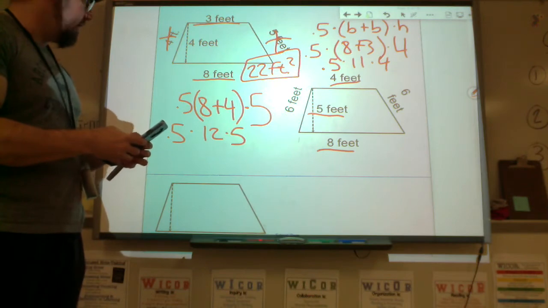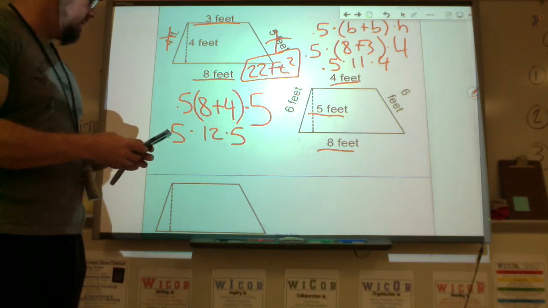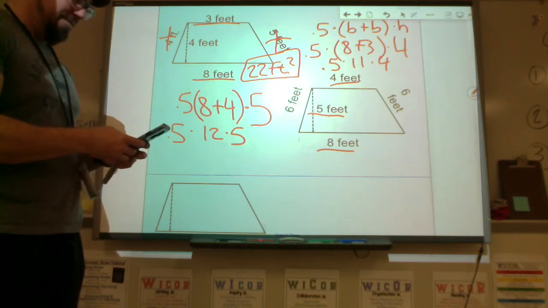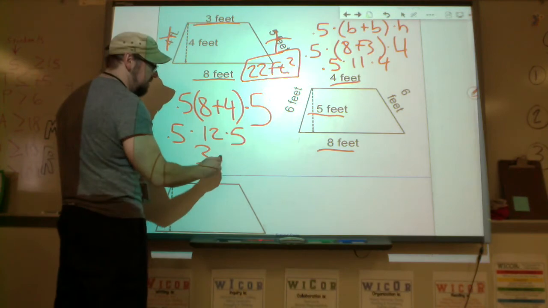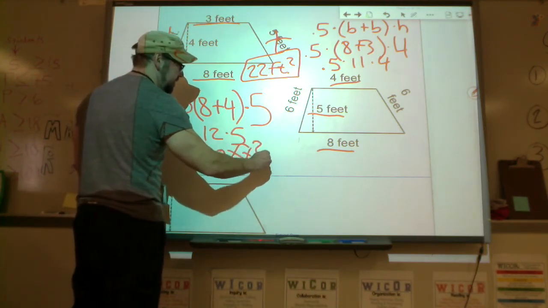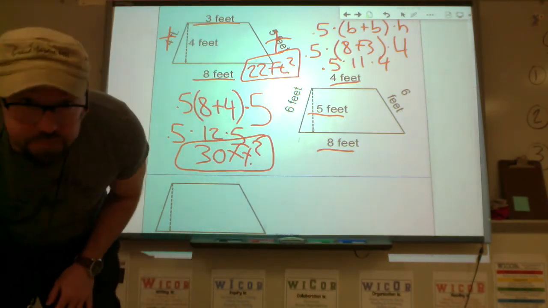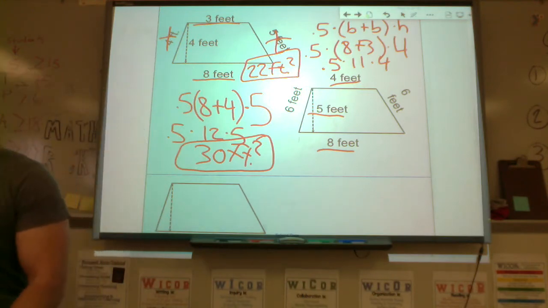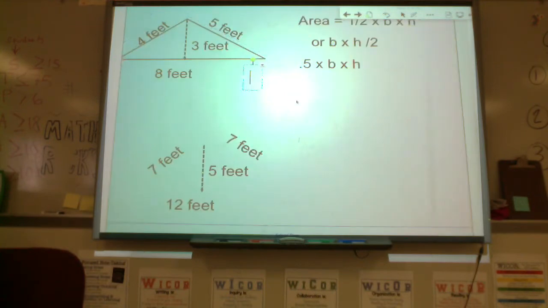I'm going to do it twice again. And 30. Right, so the area of this is 30 feet squared. Okay?